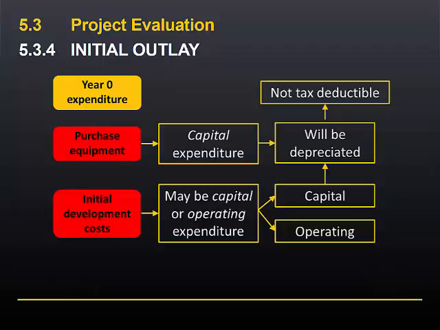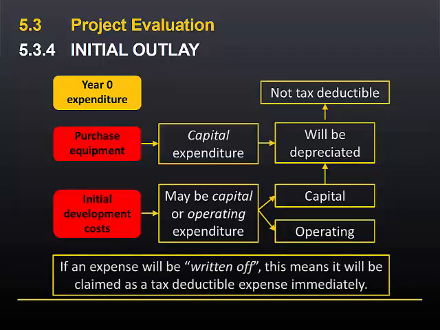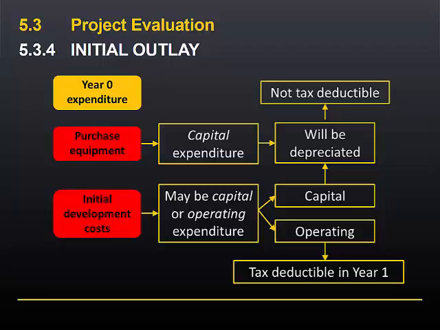Initial costs may be classed as operating expenditure rather than capital expenditure. If an expense will be written off, this means that it will be claimed as a tax deduction immediately. These costs occur at time period 0 at the beginning of the project, but if some initial expenditure is classed as operating expenditure and will be tax deductible, the soonest that that can occur is in year 1.